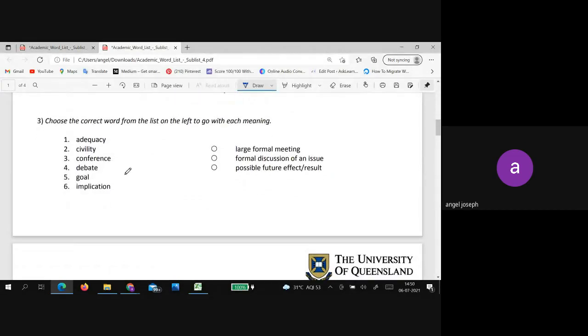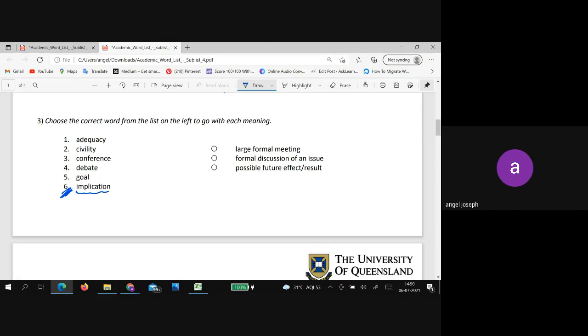So look at this, we have done it yesterday. The most important word in this is implication. I would want you to remember this word, especially for IELTS. Adequacy. We did adequate, adequate resources. Adequacy is another form of the same word. Adequate, adequacy, something which is required.